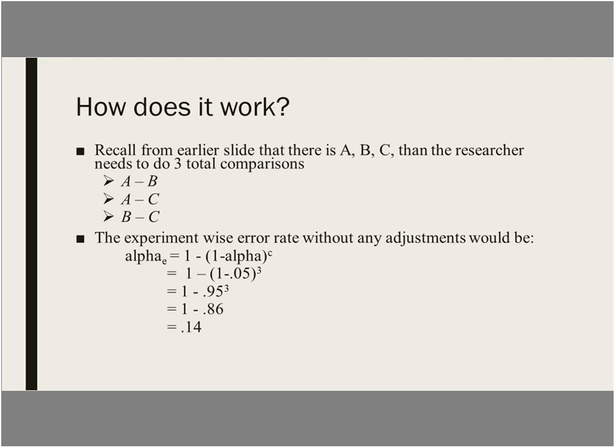So how does it work? Recall from an earlier slide that there's A, B, and C. Then the researcher needs to do 3 total comparisons: A-B, A-C, B-C. I saw a question pop in by Ryan, and yeah, you're kind of right about that. It flashed on and off real quickly. The experiment-wise design without any adjustments would be 1 minus alpha all the way down, and then you can calculate what the experiment-wise error would be.